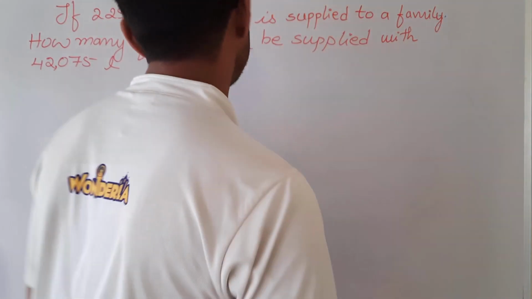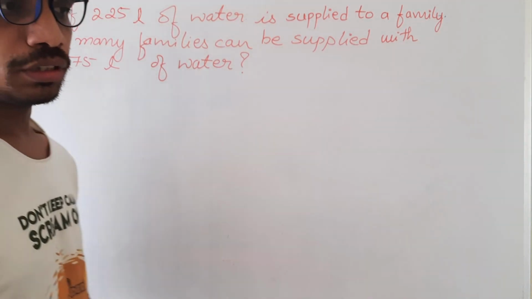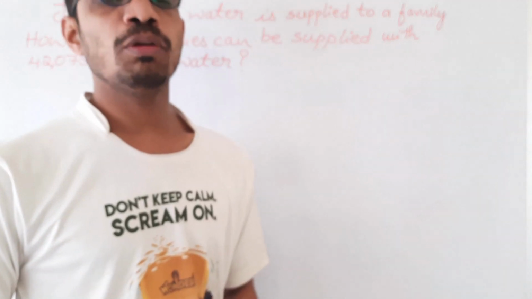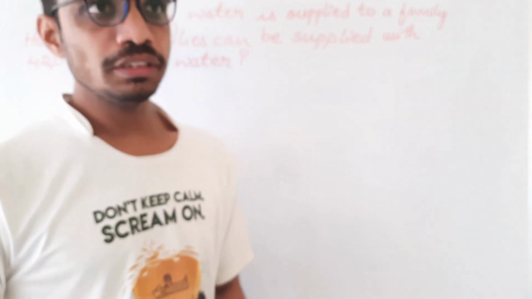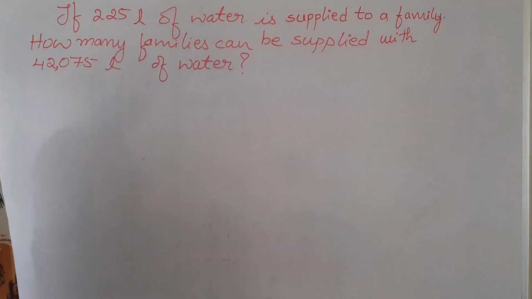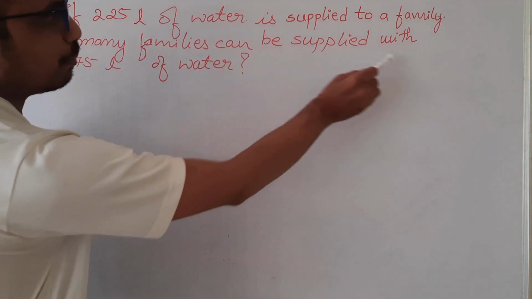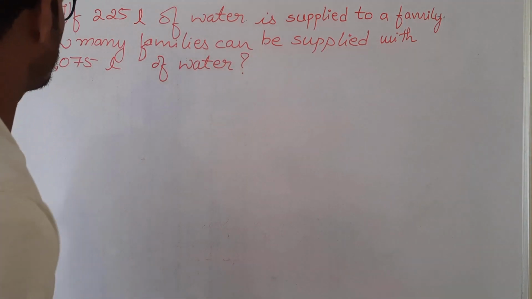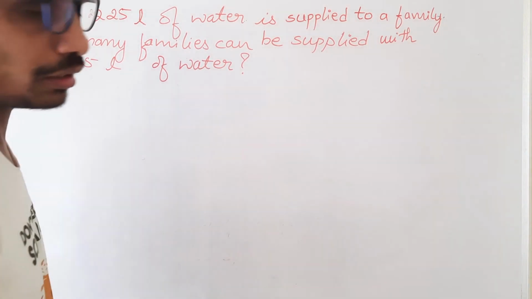Today in this video we are going to learn about some story problems on division. Let's take a problem. If 225 liters of water is supplied to a family, how many families can be supplied with 42,075 liters of water?